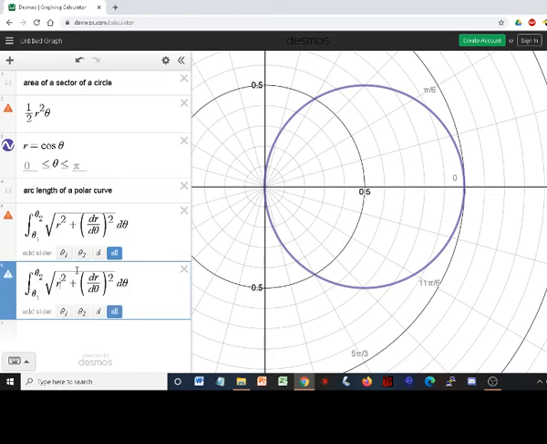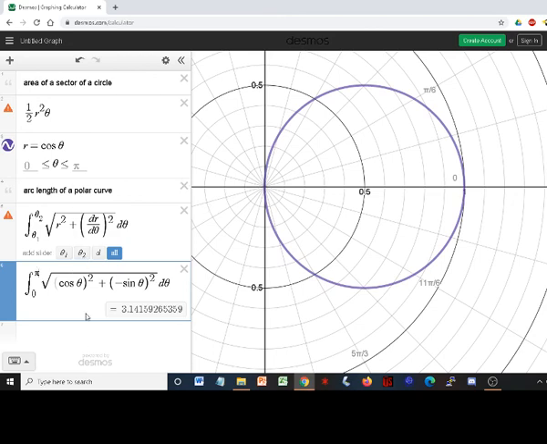So this cosine goes here. The derivative of cosine, last time I checked, was negative sine, although we're going to square it. And the thetas are 0 to pi. Remember that for this particular curve, we only go to pi. And pi was the answer, which is what we expected for the arc length, or the circumference.